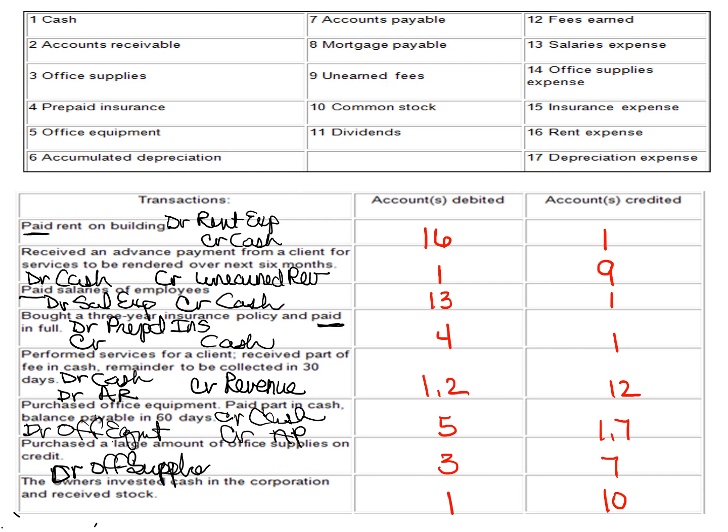And did I pay for them in cash, or did I say, oh, bill me later? And I said, I'll pay later, which is an account payable. Debit 3, credit 7. And finally, the owner invested cash in the corporation and received stock. We are not doing the owner's books, we're doing the corporation's books. So the corporation received cash and gave common stock. So notice the assets increased and the shareholders' equity also increased.